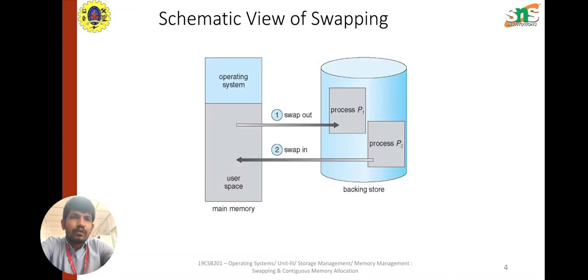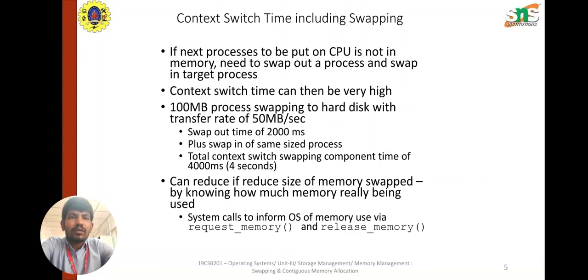Here is a schematic view of swapping. We have a main memory and a backing store. In the main memory we have the operating system and the user space. Process P1 is swapped out into the backing store, and another process is swapped into main memory from the backing store. If the next process to be put on the CPU is not in memory, we need to swap out a process and swap in the target process. So context switch time can be very high.